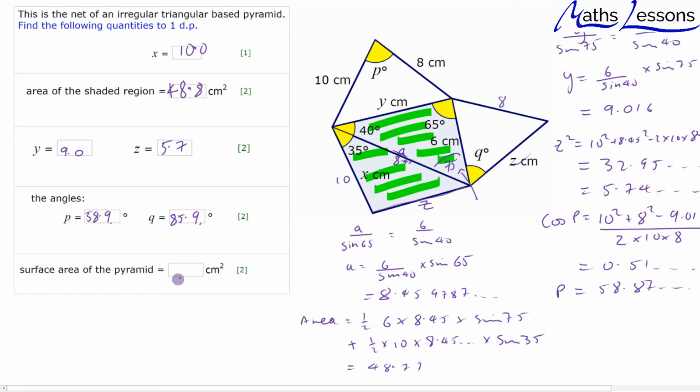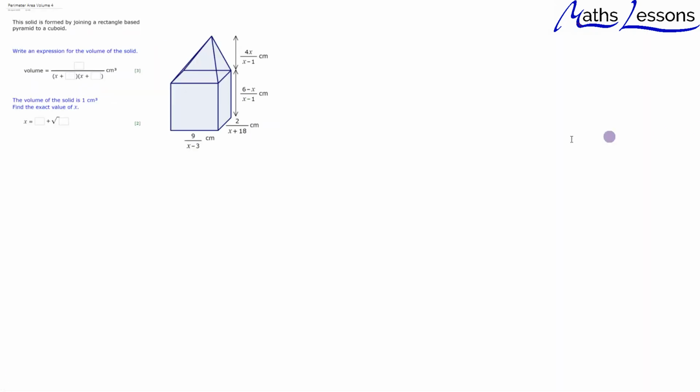And to find the surface area, you've got to find the area of these two. So use the same formula as we did here to find this triangle. Similarly, half 10 times 8 times sine of P, half of z times 6 times sine of Q. Add them all up, and when you've finished, you should get 102.2 centimeters squared. Right, there we go.